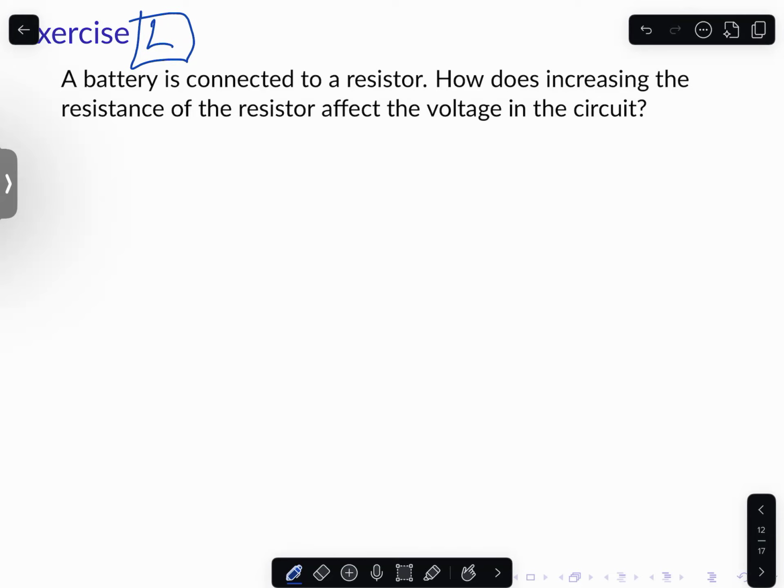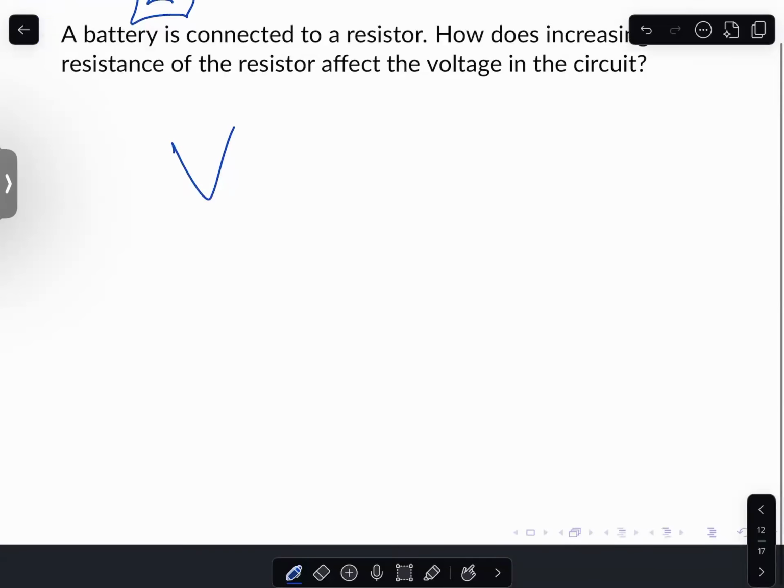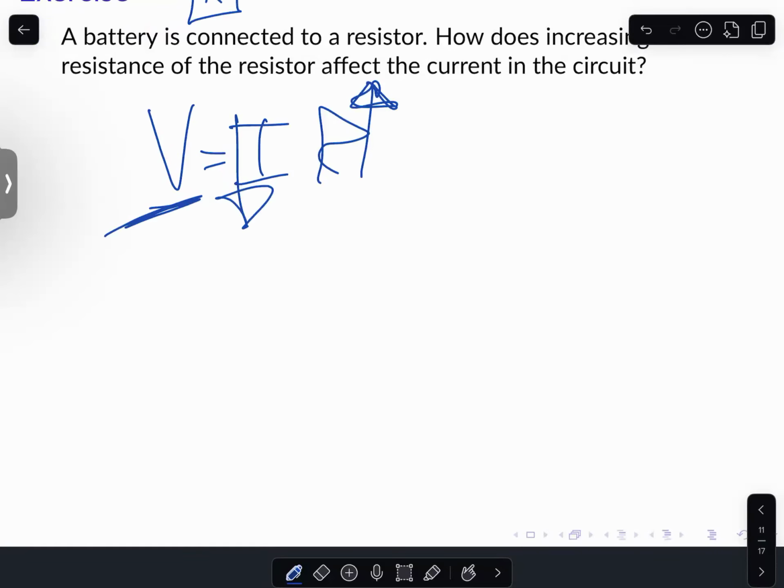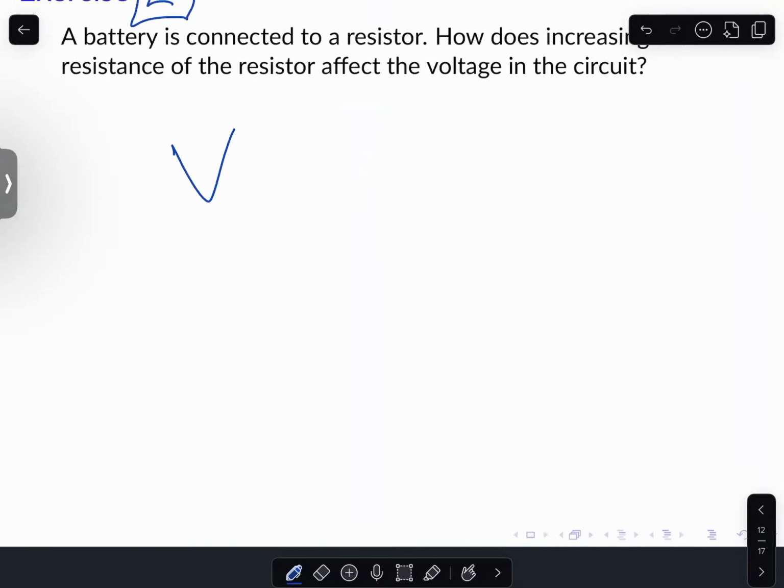What did I just say about batteries? Voltage stays the same. If a battery is connected to a resistor, the voltage can't change. Correct answer is it doesn't change. What I just said on the previous slide is V equals I times R. If V stays the same, well, then V still stays the same, even if I'm asking a slightly different question.